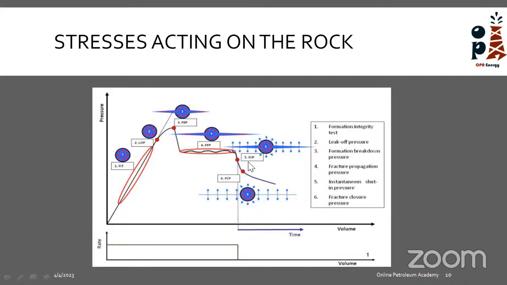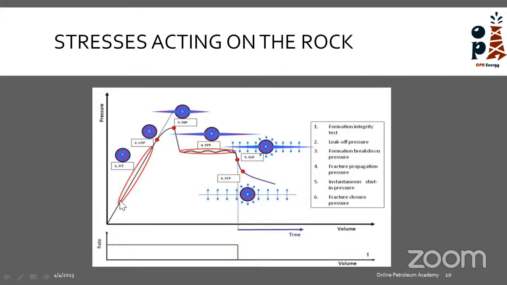You reach the point of the instantaneous shut-in pressure, and then the fracture closure, and then you will have another deviation. So first of all you have leakage, then the formation breakdown pressure, then the fracture propagation pressure, then the instantaneous shut-in pressure, and then the fracture closure pressure. Extending both lines, they will meet at a point which is called the minimum horizontal stress found in the rock. So through this test, you can determine the minimum horizontal stress.